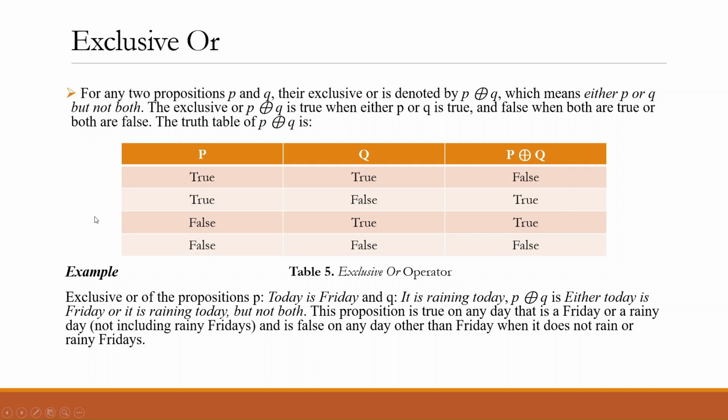Now, as an example, the exclusive OR of the propositions P, today is Friday, and Q, it is raining today, is: either today is Friday or it is raining today, but not both. This proposition is true on any day that is a Friday or a rainy day, not including rainy Fridays, and it is false on any day other than Friday when it does not rain, or on rainy Fridays.